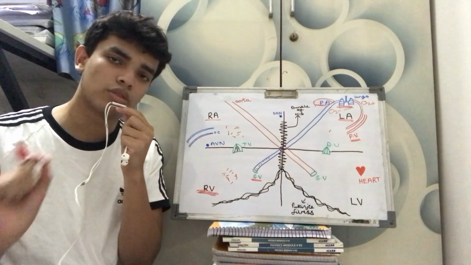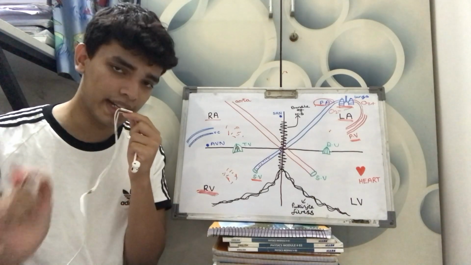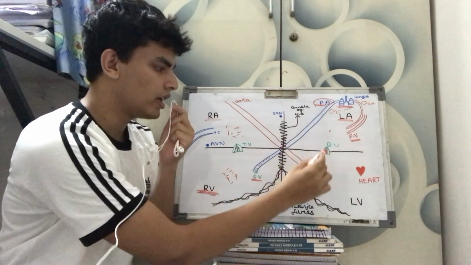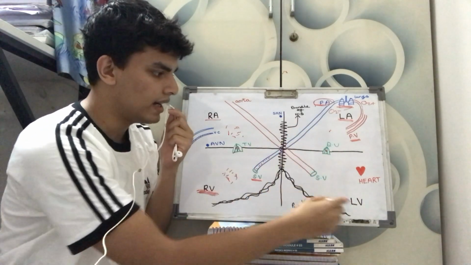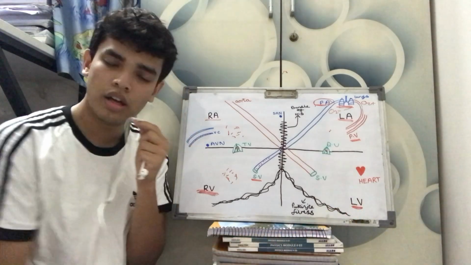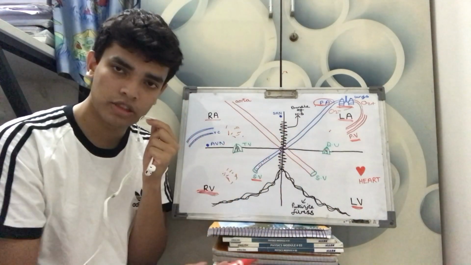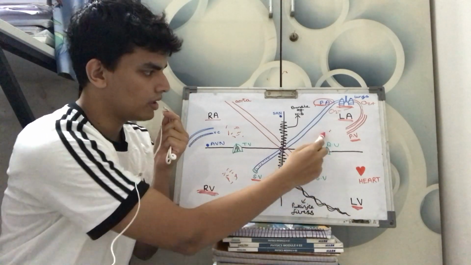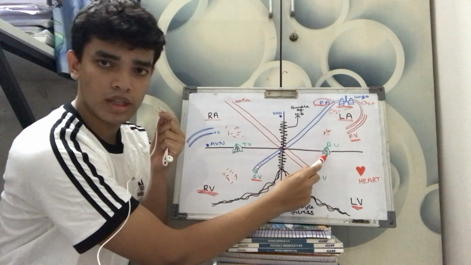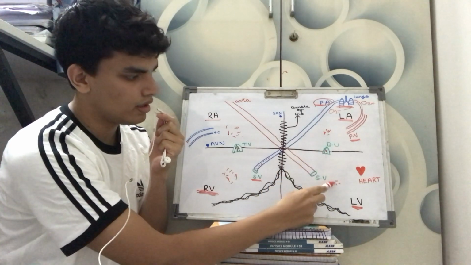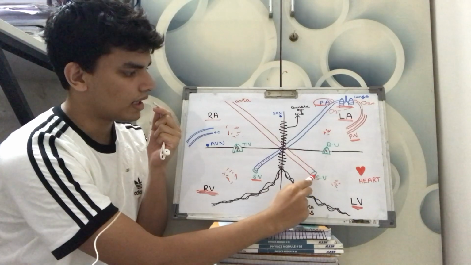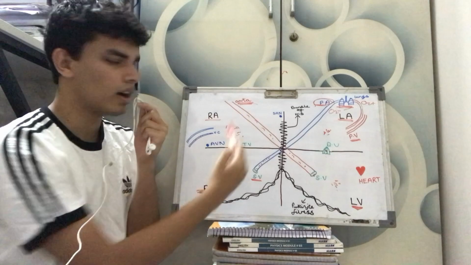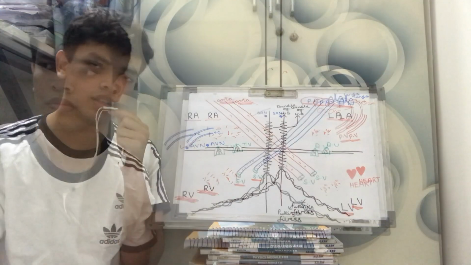Where does it come? It comes to the left atrium. The pulmonary vein brings it to the left atrium. Then from the left atrium it passes through the bicuspid valve and reaches the left ventricle. From the left ventricle it passes through a semilunar valve and enters the aorta. Now the aorta passes the blood to the whole body.